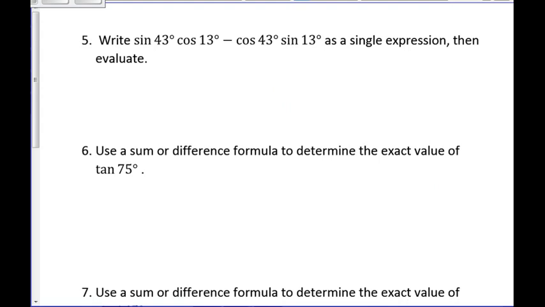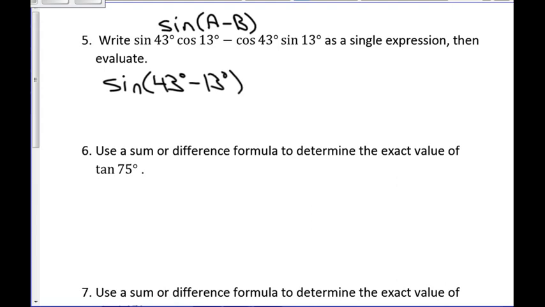Okay, this looks a lot like an angle sum or difference formula. We want to write it as a single expression and then evaluate. So sine 43 cos minus cos sine. Sine cos minus cos sine. It turns out that's our angle difference formula for sine. So I can rewrite this as sine 43 minus 13, which is the sine of 30 degrees, which we know is a half. Okay, so 1 mark for putting it at sine 30, 1 mark for evaluating it.